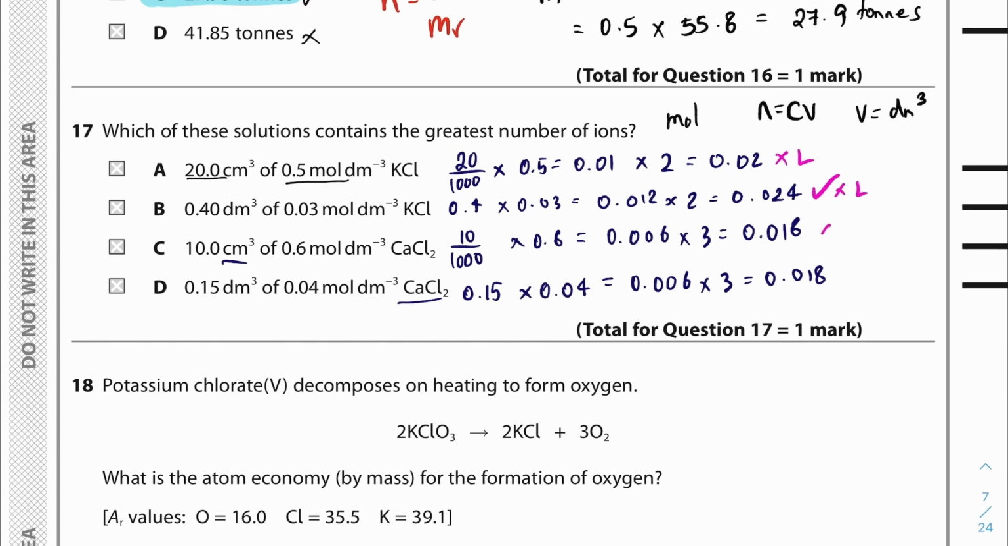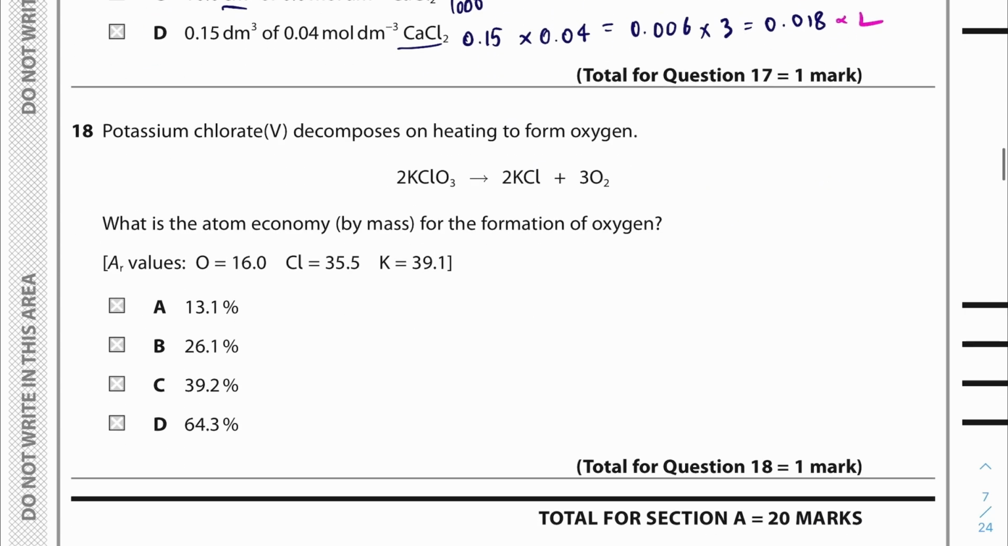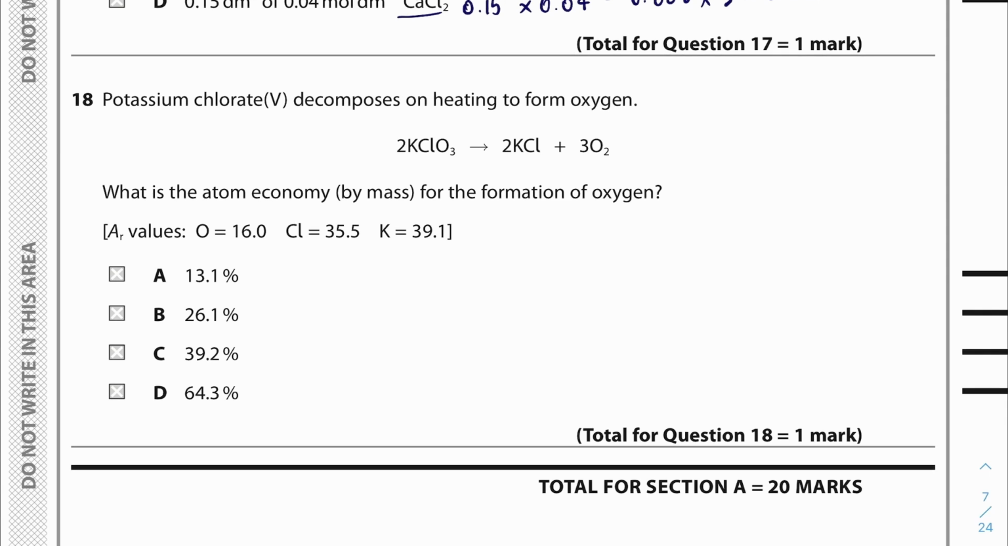So the greatest number of ions would be, in fact, this one, because we're timesing this by L, the Avogadro constant, as well, and by L. So it's B. The answer is B. Let's go to question number 18. So potassium chlorate decomposes on heating to form oxygen.